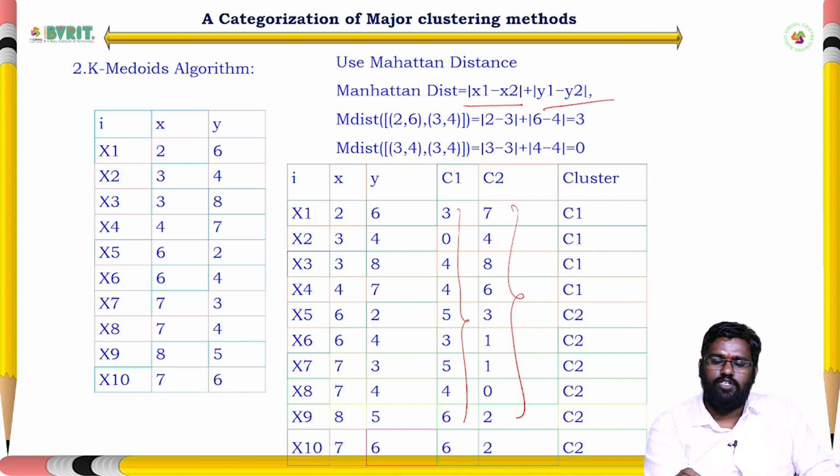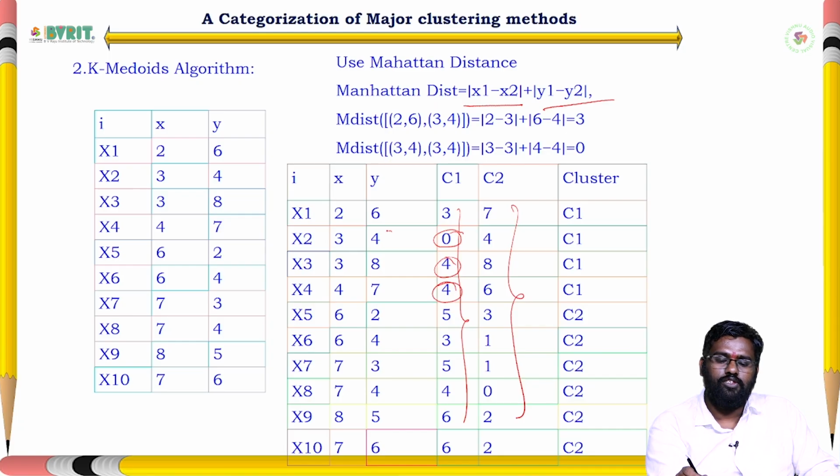First point (2, 6) and (3, 4). So (2, 6) and (3, 4) means 2 minus 3 is 1, 6 minus 4 is 3. Then (3, 4) to (3, 4), so next we are getting the value 0. Next (3, 4) to (3, 8), that value is 4. So 3 minus 3 is 0, 4 minus 8 is 4. Next (3, 4) to (7, 3): 3 minus 7 is 4, plus 4 minus 3 is 1, so the value is 4.